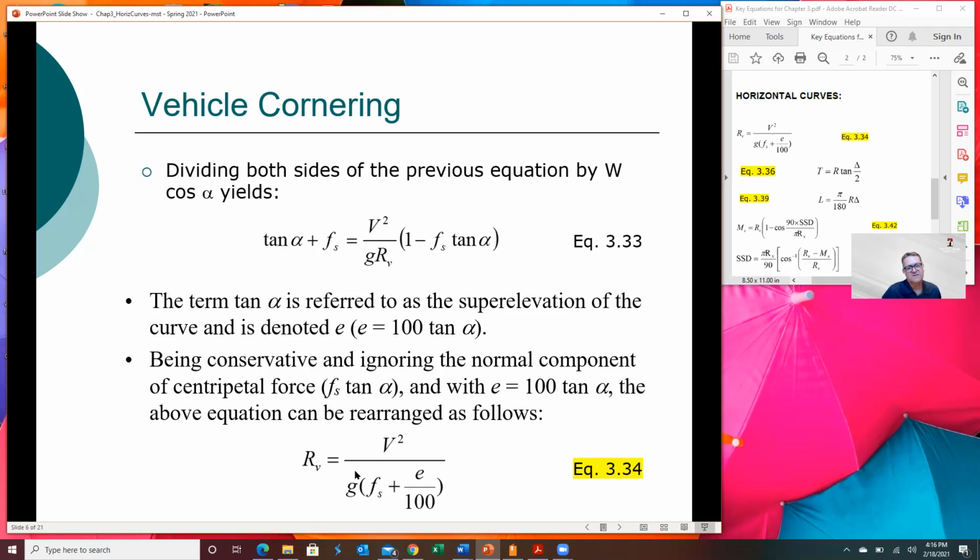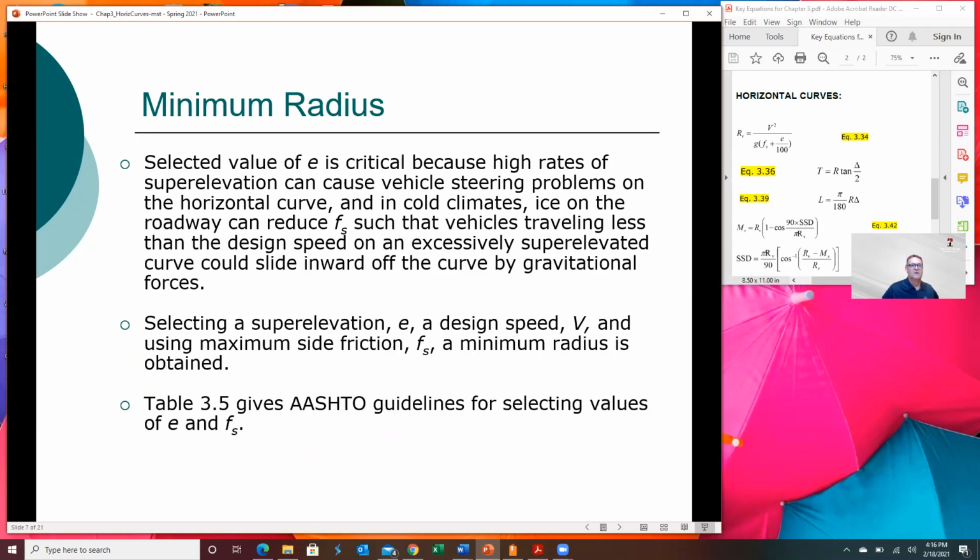This is the kind of equation where you might know the radius, for example, and you might know the speed, and then you're asked what is a safe superelevation to use given a certain radius and a certain speed. There are some tables that can help you with that as well. So when you start talking about the minimum radius you would use for a curve, how do you decide how tight or how gentle the curve should be for a given circumstance?